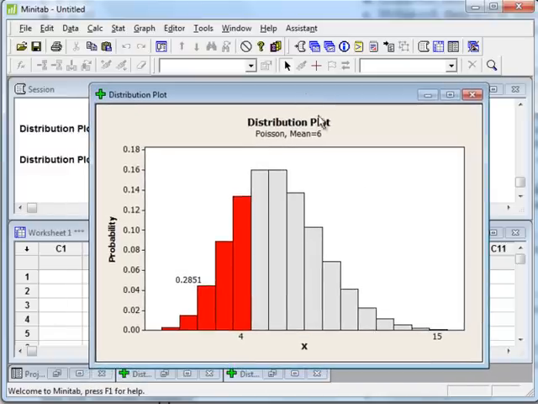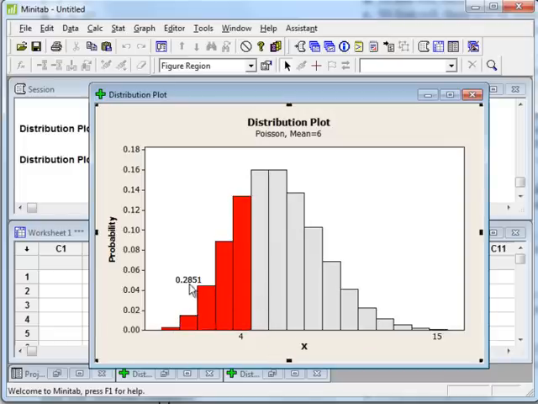And you'll notice in our distribution plot, it does count the probability for x equals 4 and everything less. And so 5 is not being counted. So that's the correct approach. That's the correct value, 0.2851. Now we could also compute this probability with more decimal places, with more accuracy.